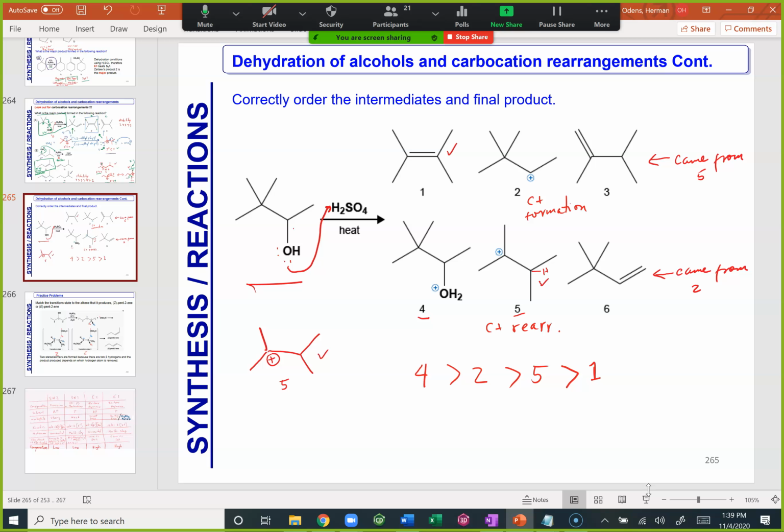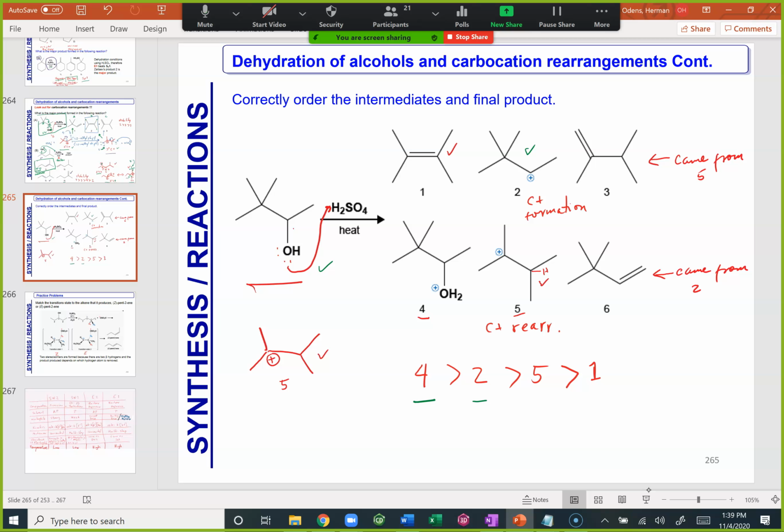But step one is the OH gets protonated, right? So number 4 is made first. That's the first one that's made. You see that, right? It's this step right there. The next step is the leaving group. Kind of sounds redundant, but that's the only way I can teach it. And that will form number 2. You see that? So that will form number 2, this guy right there.